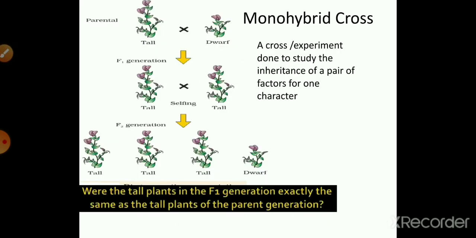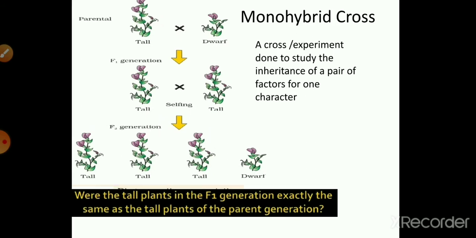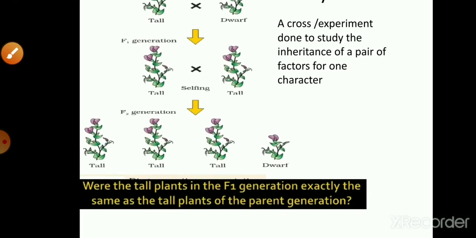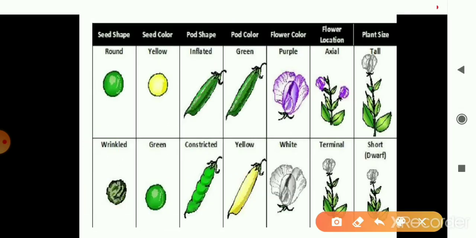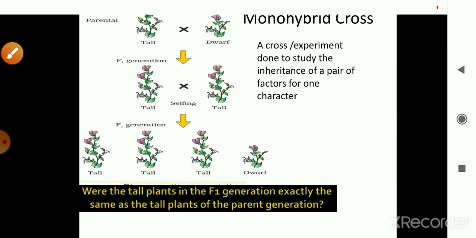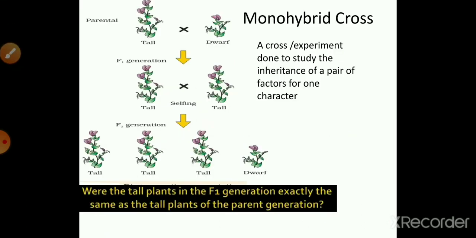Now let us study the experiment that he performed. In this video, we'll be discussing the monohybrid cross. First let us know what it is. It is a cross or experiment done to study the inheritance of one character. As I said, this plant showed variations in seven characters. If a cross is performed to study only one trait, say height, with the other characters ignored, and only how height is inherited from one generation to another, then that type of cross is said to be a monohybrid cross.